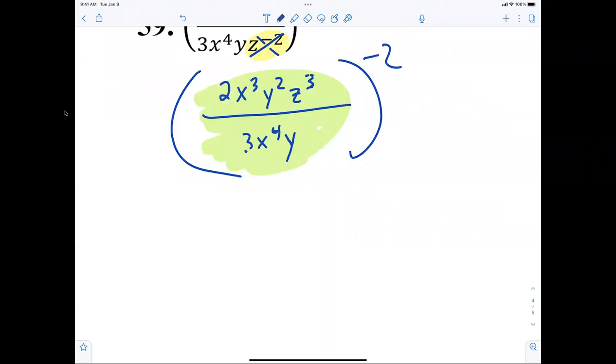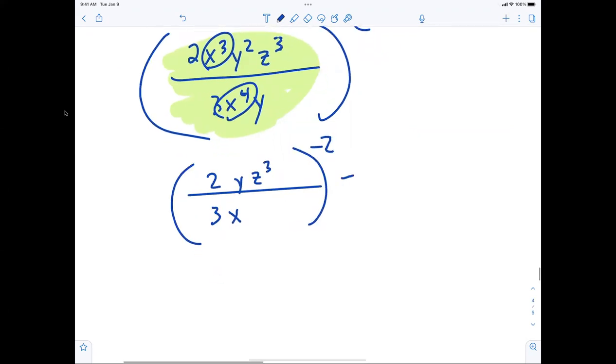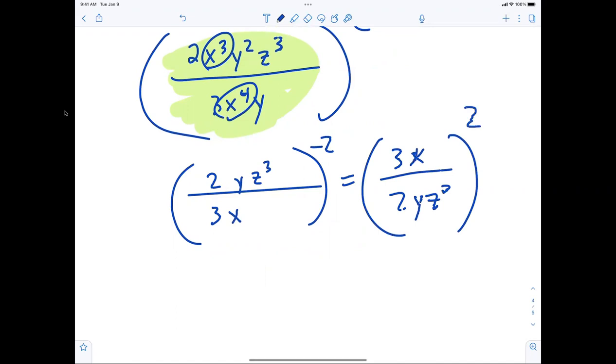So let's look at the numbers. Fraction still stays. Let's just finish this one problem. 2 over 3. Now, what happens to the x cubed and the x to the 4th? There's no more X's on the top. There's an x on the bottom. And what about the y? The Y would become a Y. And then z cubed, right? All of that to the -2. Now, because everything is to the -2, we just have to switch everything. 3x over 2y z cubed, squared now. Once you flip it, it just becomes squared.